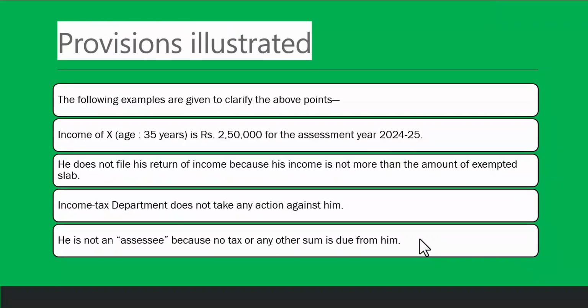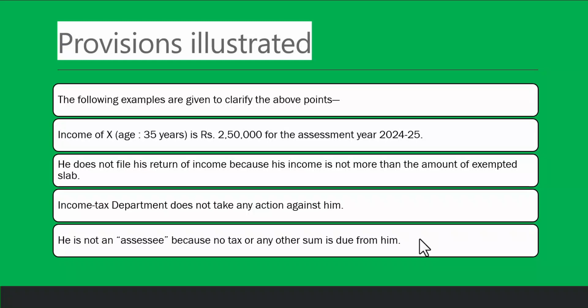The following examples are given to clarify the above points. Income of X, age 35 years, is 2,50,000 for the assessment year 24-25. He does not file his return of income because his income is not more than the amount of exempted slab. Income tax department does not take any action against him. He is not an assessee because no tax or any other sum is due from him.